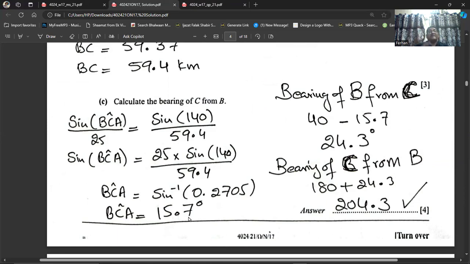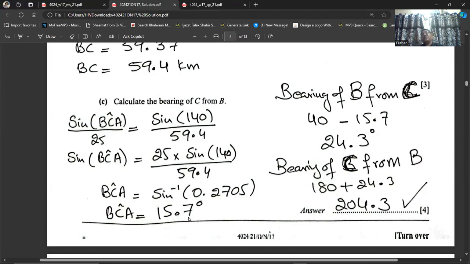And so sine of BCA divided by 25 will be equal to sine of 140 divided by 59.4. So the sine of the BCA angle will be 25 multiplied by sine of 140 divided by 59.4. So the BCA angle will be the sine inverse of 0.2705, and so the BCA angle will be 15.7.